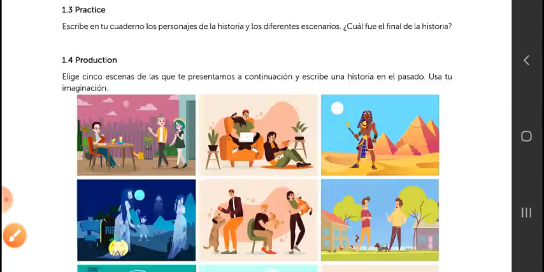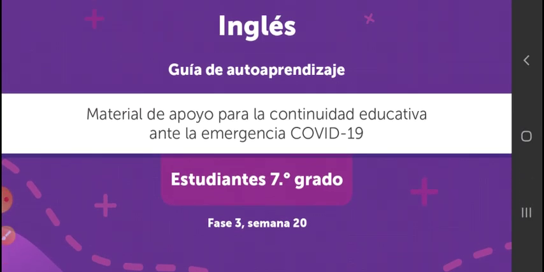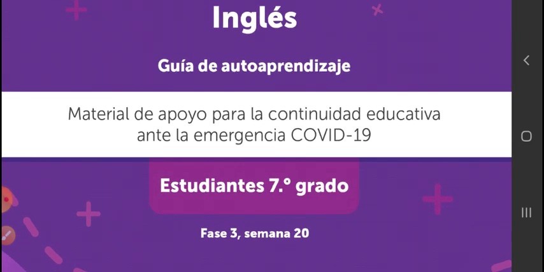¿Ok? Cuando termines eso, me puedes mandar una picture de tu trabajo ya hecho. ¿Ok? Esta es la última semana de English. Ya no va a haber más.